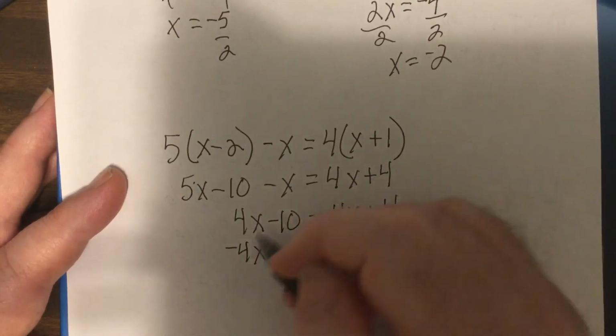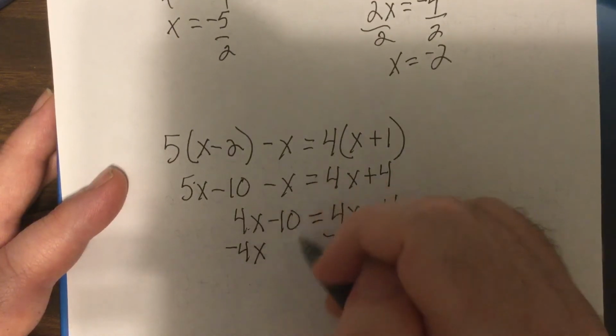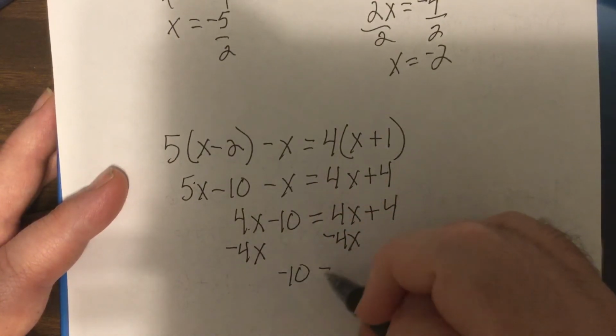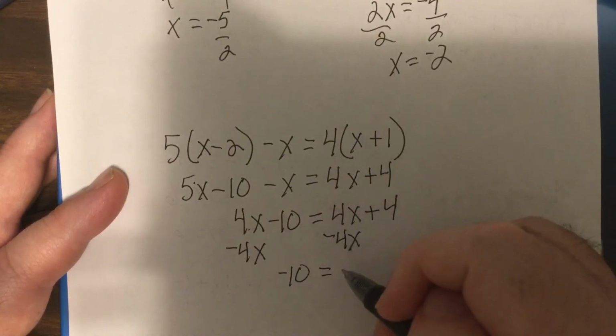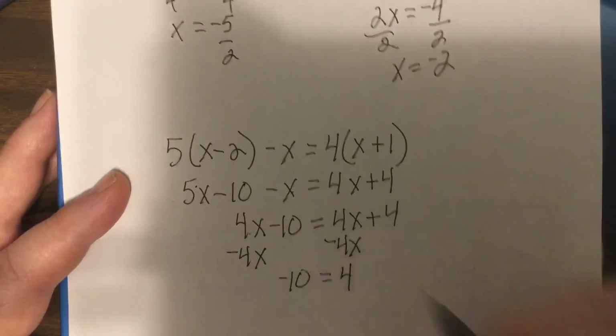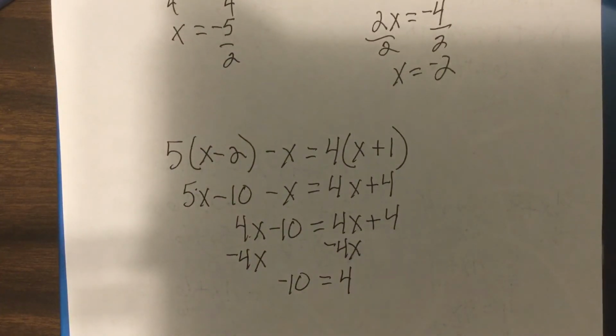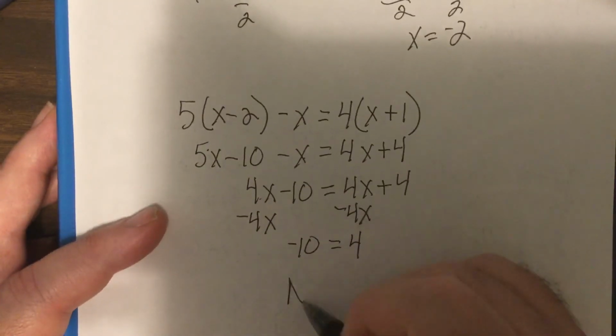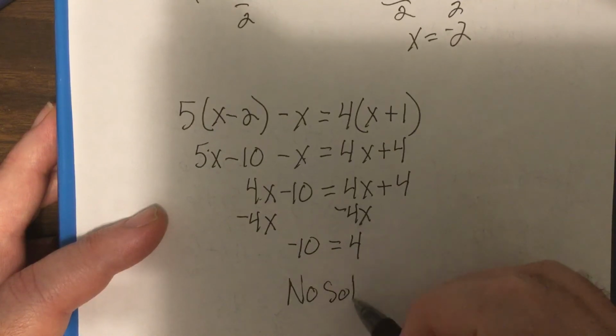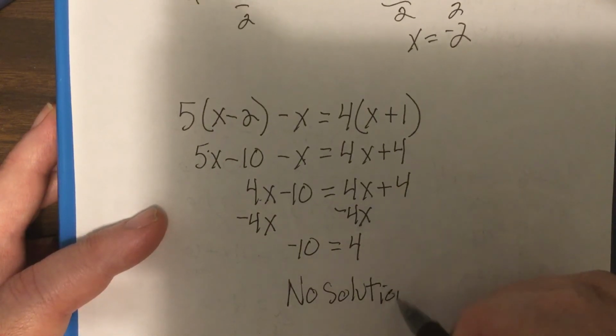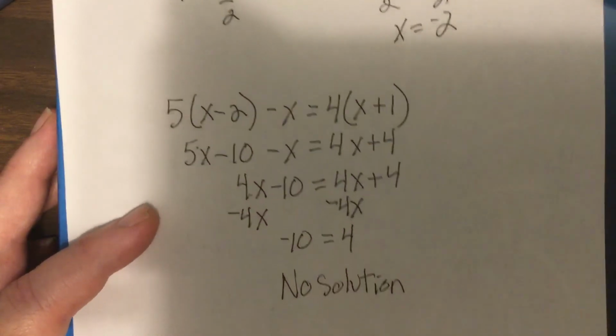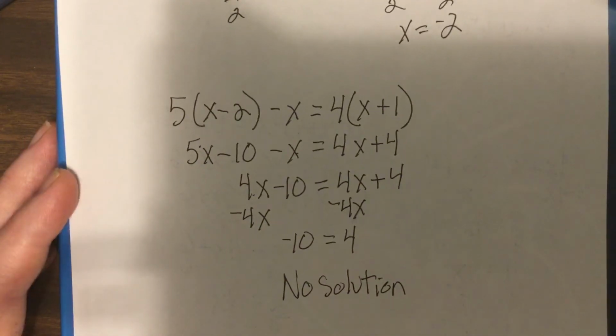Holy cheese in a bucket. This drops out. 0 minus 10 is negative 10. But this also drops out. 0 plus 4 is 4. So if the variable drops out on both sides, you have to ask yourself, is this true or false? Well, this is false, so it's no solutions. No matter what I put in, it will not work up here where the original problem was set up.